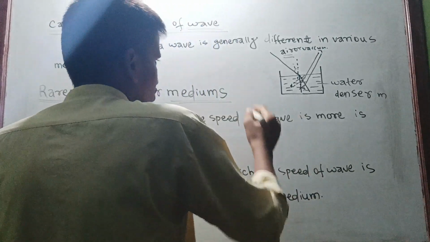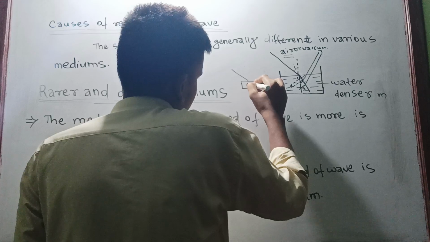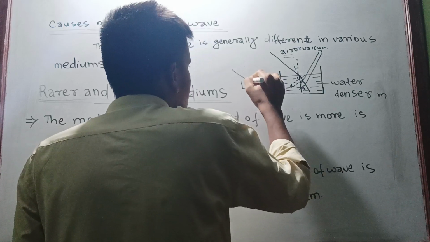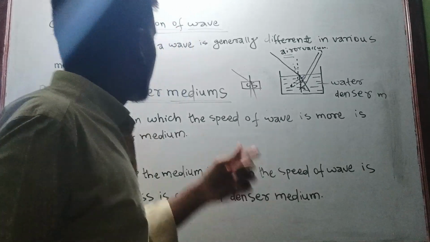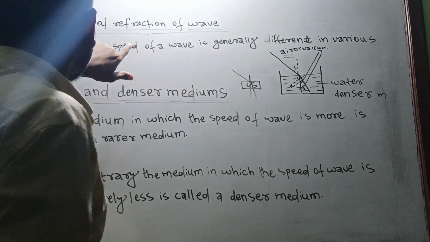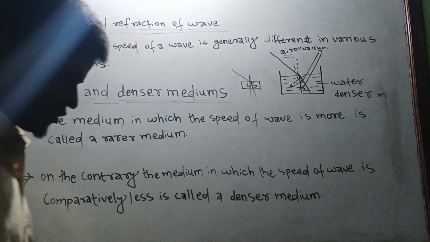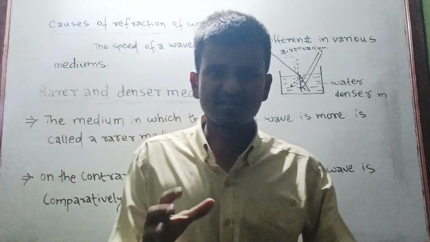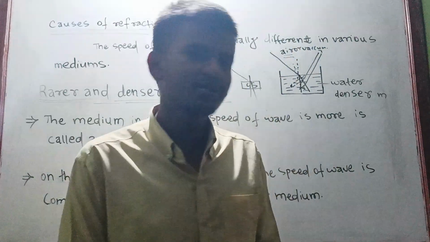In the same way, you can also choose air and glass. Suppose this is a glass slab, so it will again bend towards the normal. Why? Because the speed of the wave is generally different in various mediums. That is the answer. I think the concept must be slightly clear from these two videos.